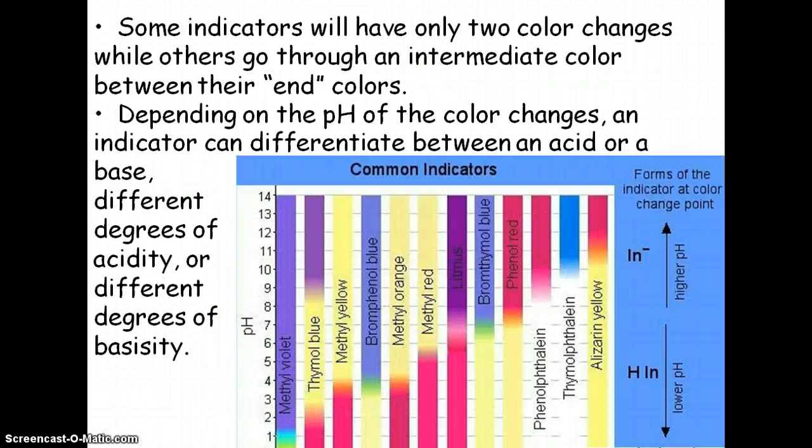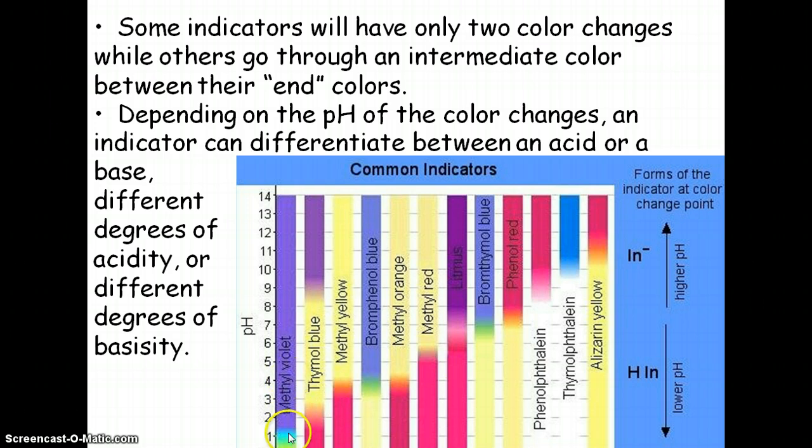Some indicators are going to only have two color changes, while others are going to go through an intermediate color between the quote-unquote end colors. Depending on the pH of the color change, an indicator can help you differentiate between an acid, a base, different degrees of acidity, or different degrees of basicity. So here we see a list of common indicators. The indicators with the H on them would be present at the lower pH, and then the basic forms with the H removed would be at the higher pHs.